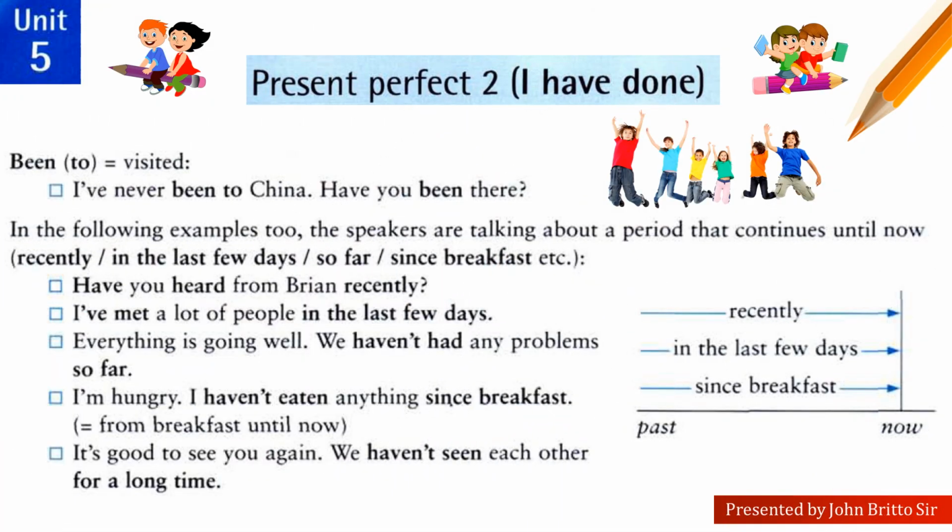Students, we have another word, been, with another usage. Been means here visited. I've never been to China, which means what? I never visited China. Have you been there? Have you visited there? That is the understanding here.